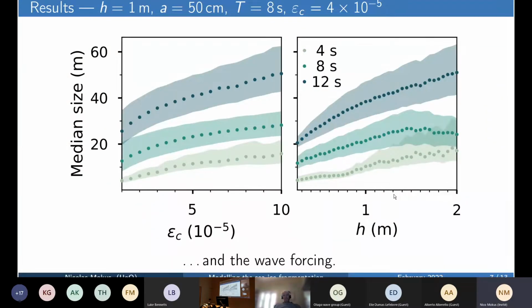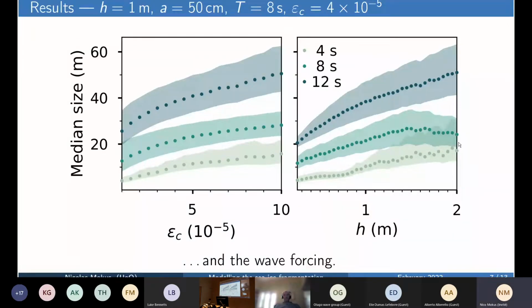Another visualization of the distribution: all of these dots represent a median flow size, and the colored areas around them are the interquartile ranges around these medians. So for increasing critical strain on the left, there isn't much evolution in the width of the range, but there is for increasing thickness on the right. What it means is that we get less peaked and more spread out distributions, like we showed on the previous slide.